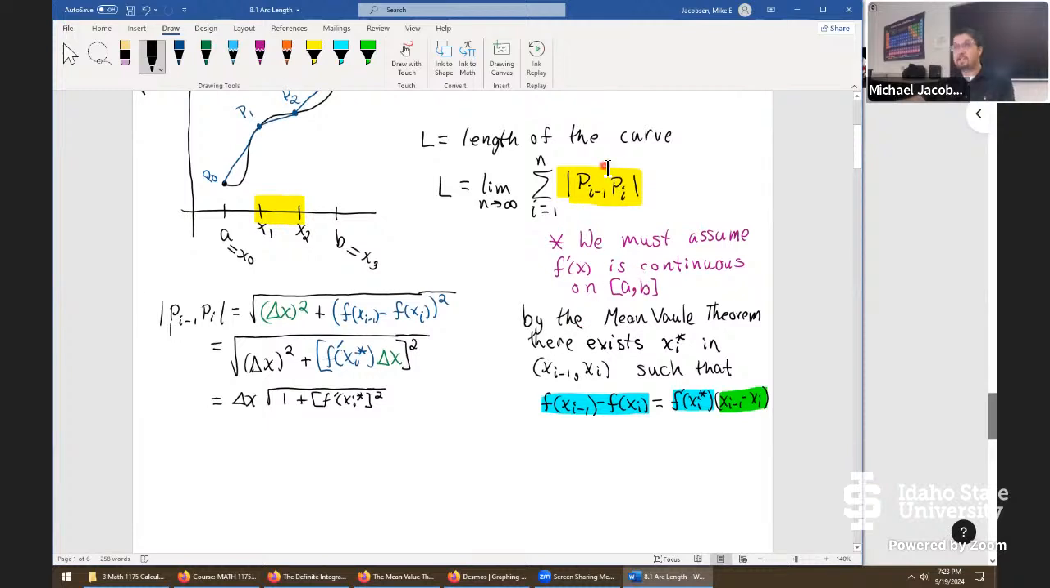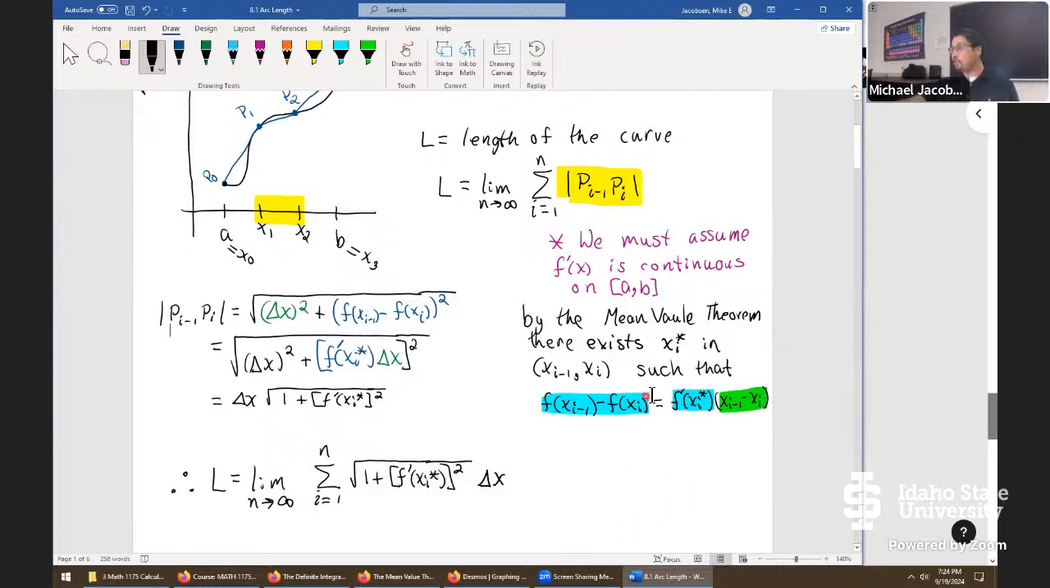The length is this limit, but now we can say, therefore, the length equals the limit as the number of those intervals goes to infinity of the Riemann sum, summation as i goes from 1 to n, of, we're putting in this square root first, root of 1 plus f prime of xi star squared, times delta x. So that's finally our Riemann sum.